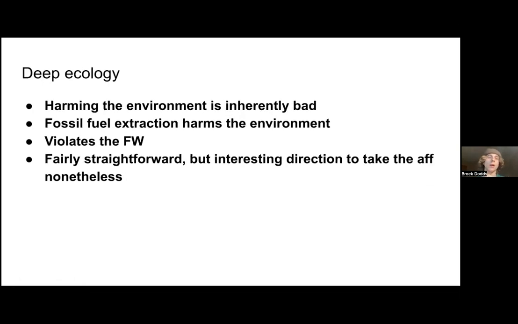Okay, one more. It's deep ecology, which essentially says that harming the environment is inherently a bad thing. We're all part of one ecosystem, and so even when we're not considering harms to the environment in the context of how they affect humans, it's inherently bad to harm the environment. This one's also pretty straightforward, because you just have to prove that fossil fuel extraction harms the environment, which is pretty much impossible to prove otherwise. There's almost no one out there saying this extraction is actually really good for biodiversity or local ecosystems. So this is where you get access to biodiversity impacts, emissions, things like that. It's fairly straightforward, but it's an interesting direction to take the AF, and I don't think that many AFs are going to do this, because this framework in general is not super popular.